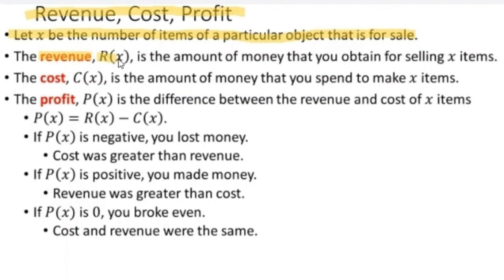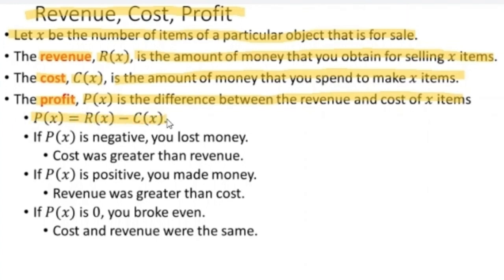The revenue, which we're going to denote as the function r of x, is the amount of money that you obtain for selling the x objects. The cost, which we're going to denote c of x, is the amount of money that you must spend to make the x items. And third, the profit, which we're going to denote p of x, is the difference between the revenue and the cost of the x items. Now, how can we calculate the profit if we know the revenue and cost functions? Well, just from the definition, p of x equals r of x minus c of x.